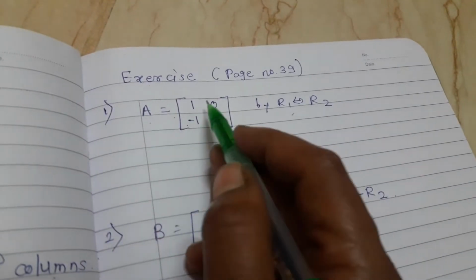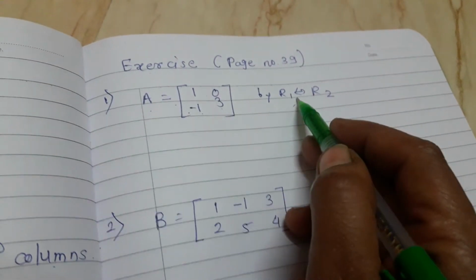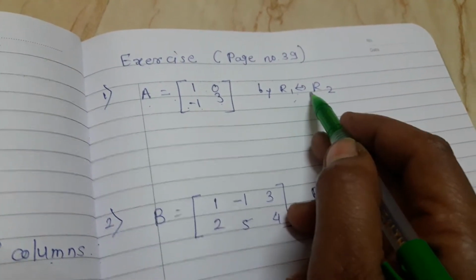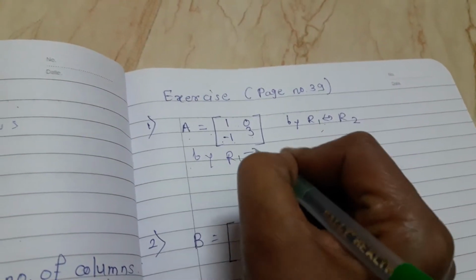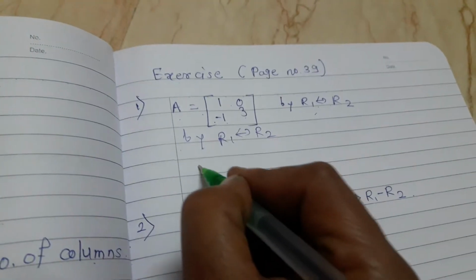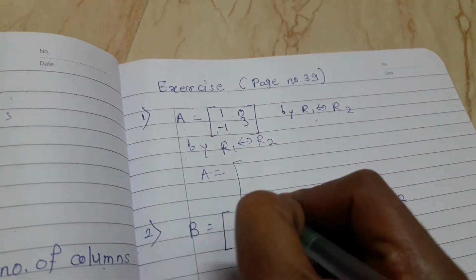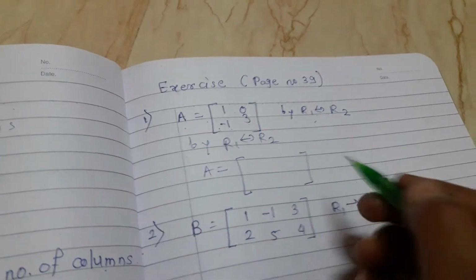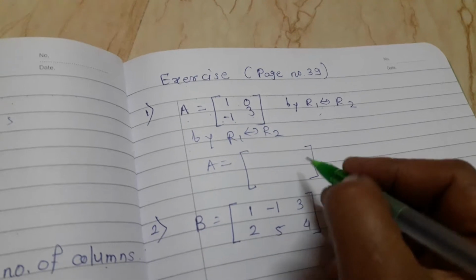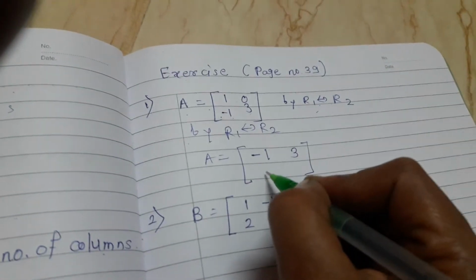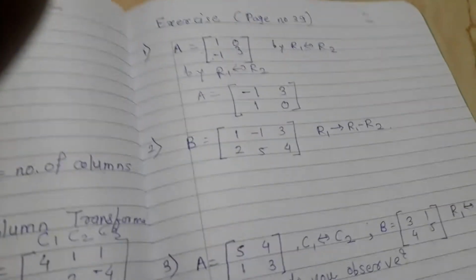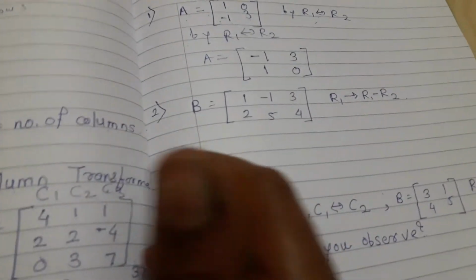A is nothing but the matrix 1 minus 1 0 3. We have to apply the operation R1 interchanging to R2. Let me do this by R1 interchanging to R2. Means A equal to the first row is replaced by R2 and the second row is replaced by R1. Therefore this is nothing but minus 1 3 1 0, which is so simple. Similarly, let me do the next one.